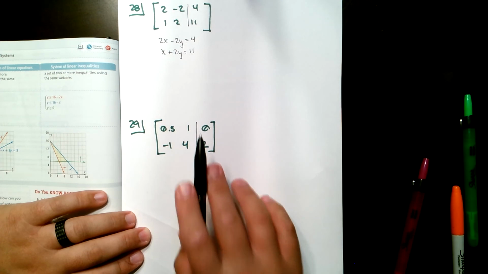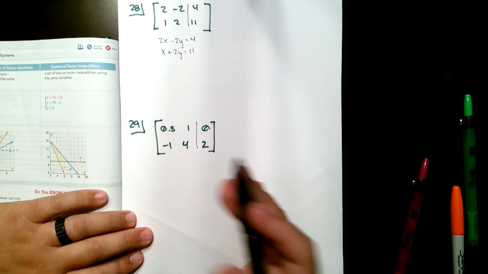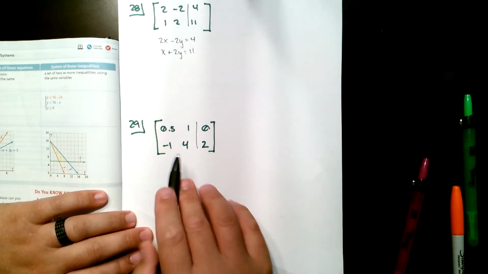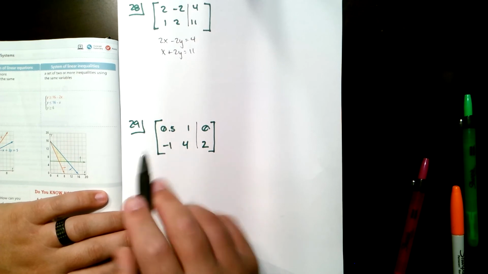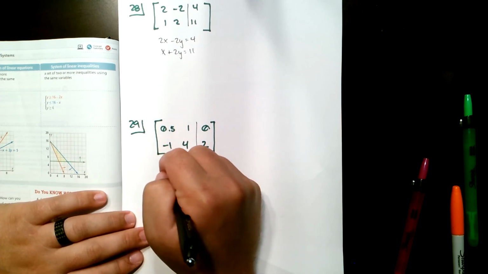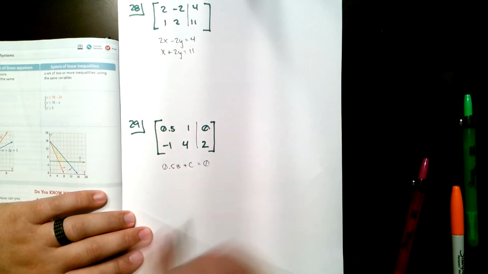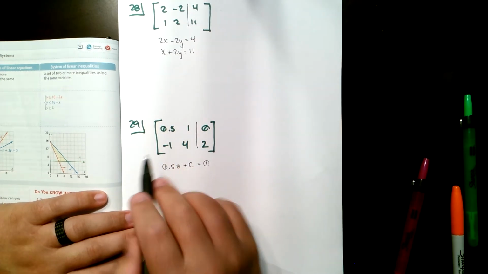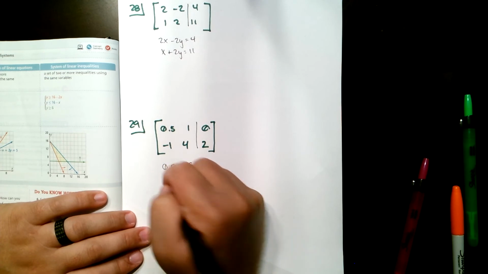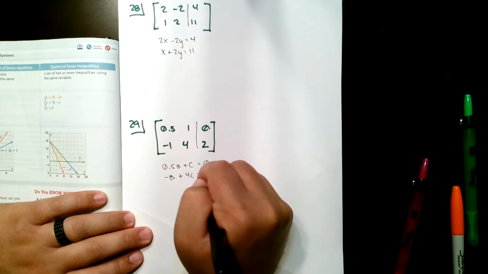Same thing with 29. Again, they don't have the line there, so I'm just going to add it. Remember, this is going to be the coefficient of the first variable. This is going to be the coefficient of the second variable. This is going to be what your equation equals, the constant on the right-hand side. So I guess I'll just pick different letters. I'll pick B.